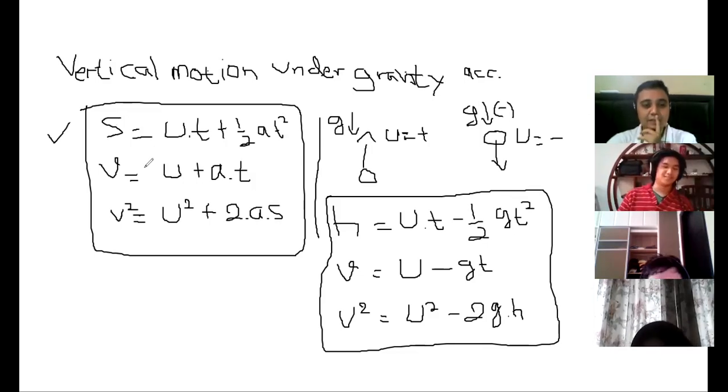If we use the second equation, it is used if you know the acceleration, the time, and the initial speed. We use the third equation if you don't know the time, you only know the initial speed, the acceleration, and the distance traveled, right?